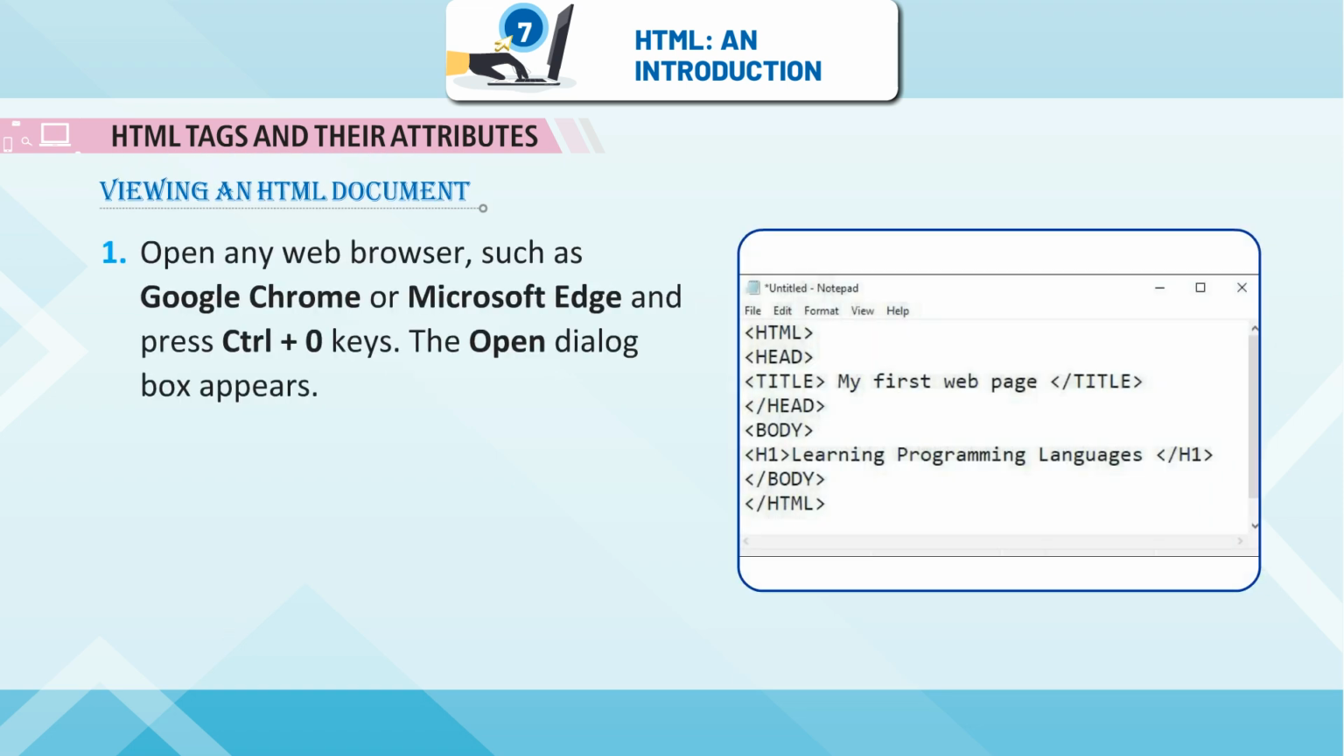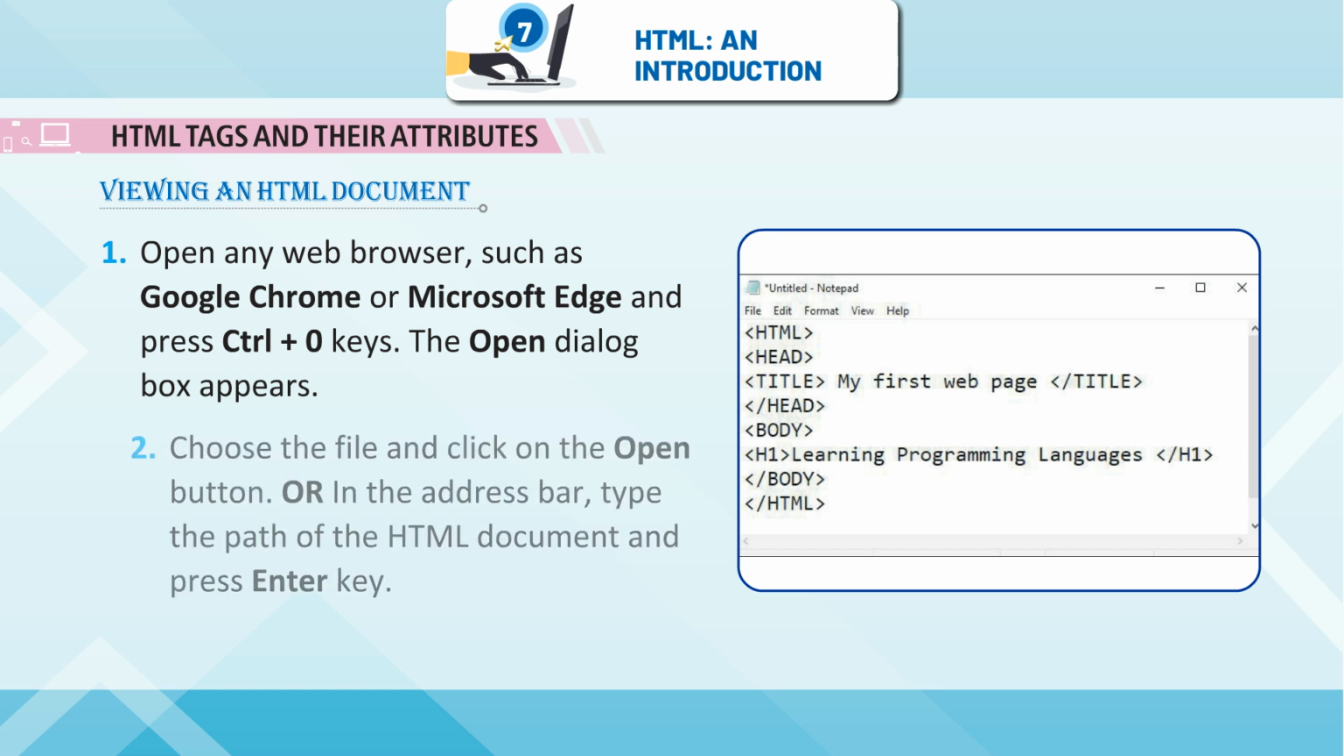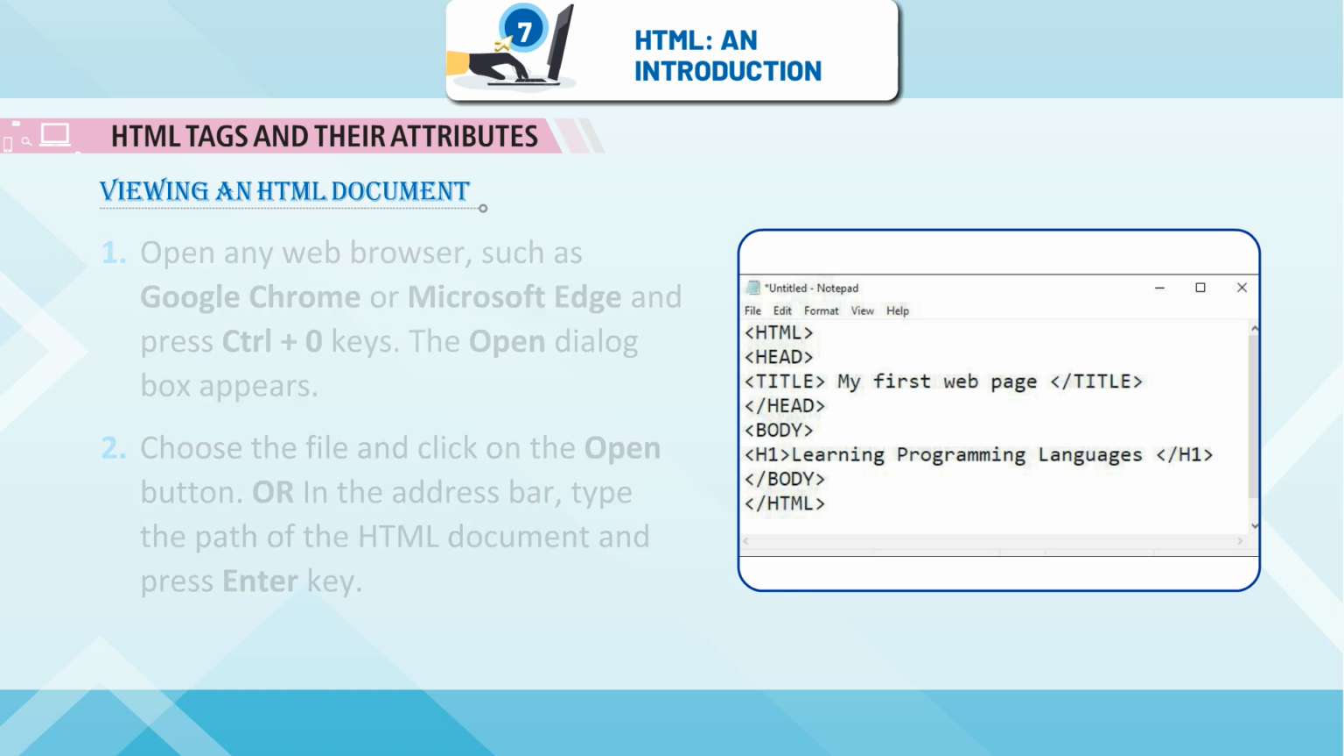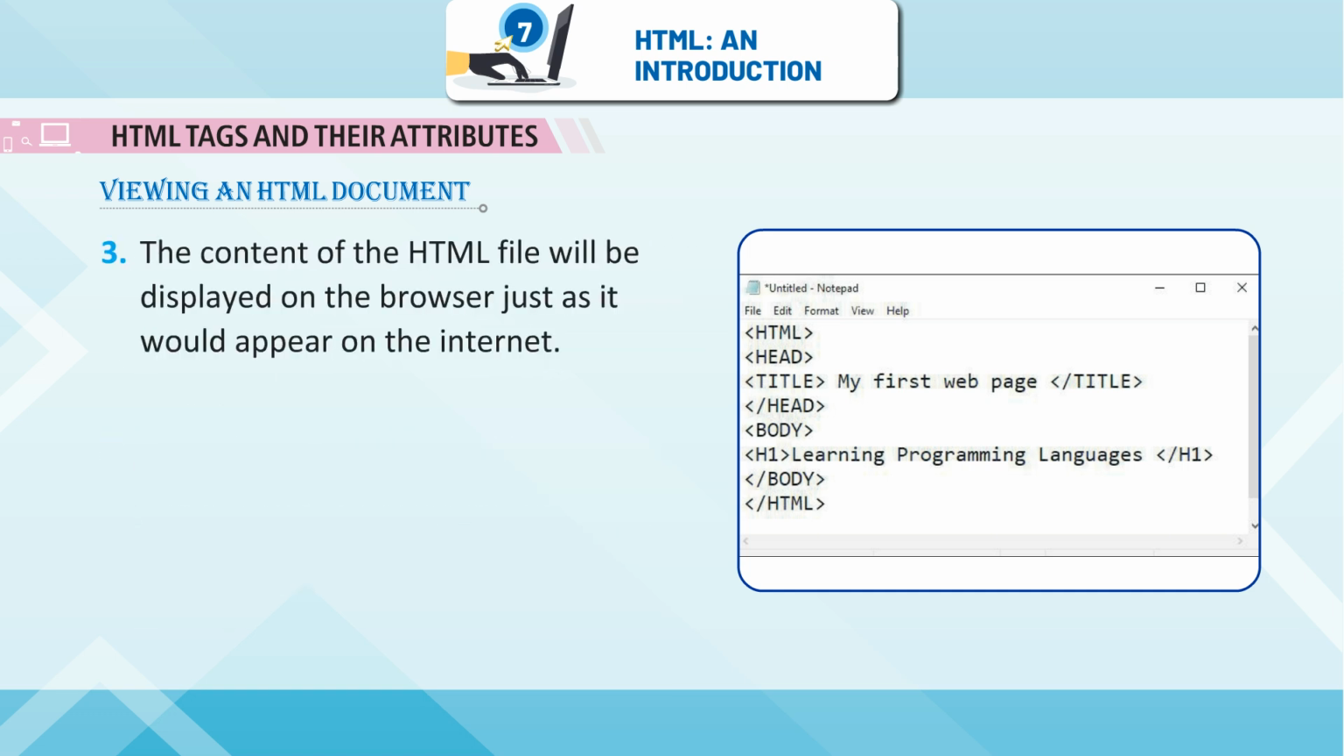Viewing an HTML document. Open any web browser such as Google Chrome or Microsoft Edge and press Ctrl+O keys. The Open dialog box appears. Choose the file and click on the Open button, or in the address bar type the path of the HTML document and press the Enter key. The content of the HTML file will be displayed on the browser just as it would appear on the internet.